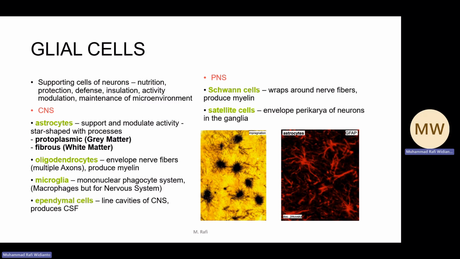So in general, what they all have in common is that they support the cells of neurons, whether that is through nutrition, protection, defense, or basically maintaining the microenvironment of that neuron. So in CNS and PNS, there are different types of glial cells. For example, in CNS, we have astrocytes, oligodendrocytes, microglia, and ependymal cells. In PNS, we have Schwann cells and satellite cells, and we will get more into it.